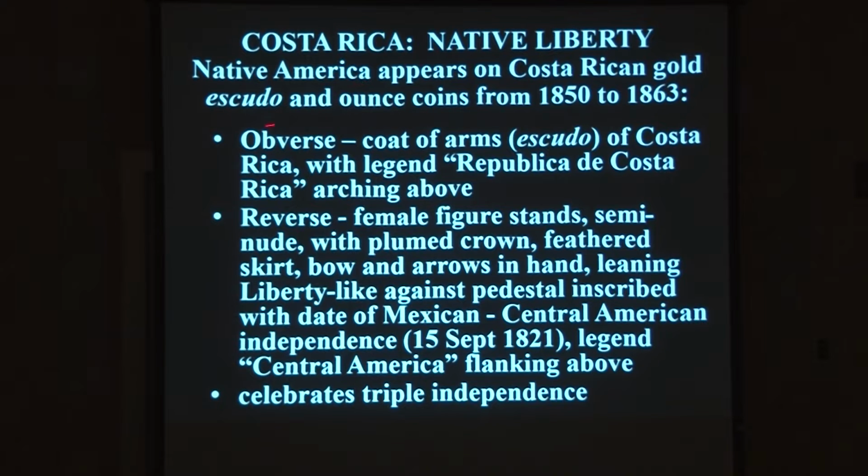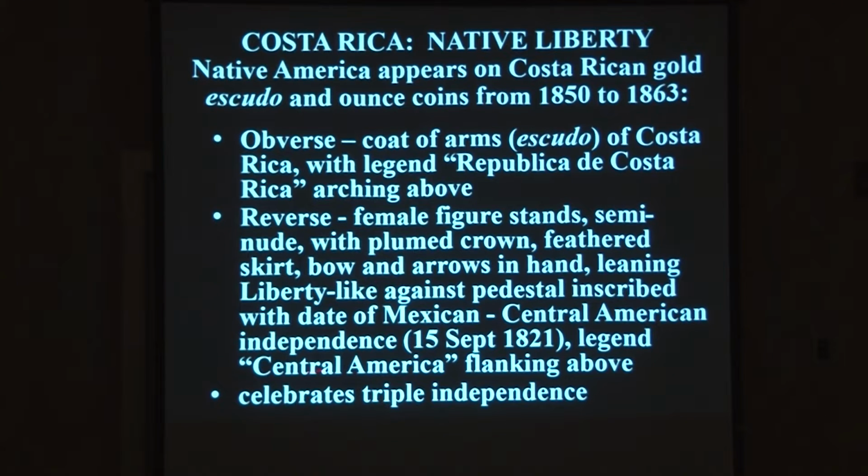Native America appears on a Costa Rican gold escudo and gold ounce coins from 1850 to 1863. So again, shortly after full independence. The obverse shows a coat of arms, the escudo of Costa Rica, with a legend, República de Costa Rica, arching above. The reverse, however, shows a female figure who's standing semi-nude with plumed crown, feathered skirt, bow and arrows in hand, leaning liberty-like against a pedestal inscribed with the date of Mexican Central American independence, the 15th of September, 1821, and a legend, Central America, flanking overhead.